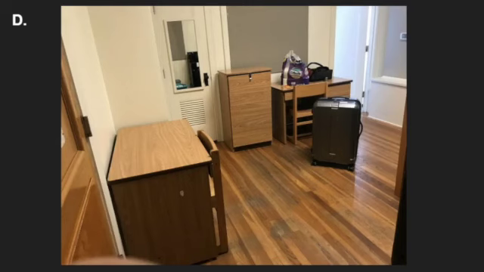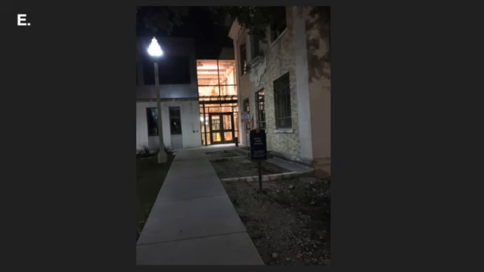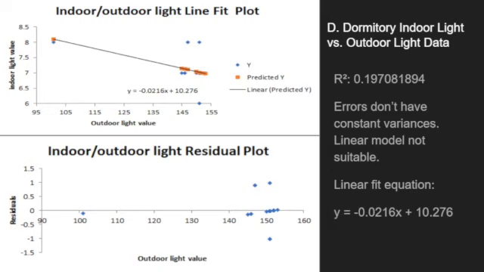Condition D, indoor. The indoor light temperature plot shows non-independent error variance, so again, it's not applicable for the hypothesis. Outside of the ER, the residual plot has non-independent error terms. Again, it's not applicable for linear modeling for the indoor and outdoor light data.